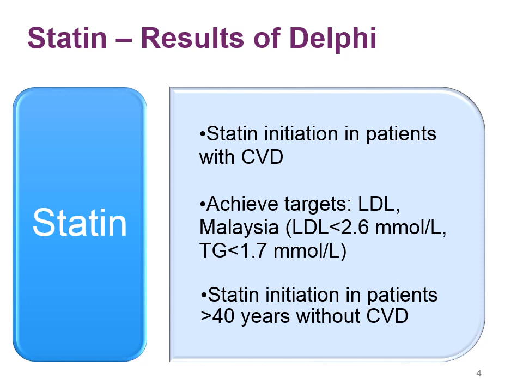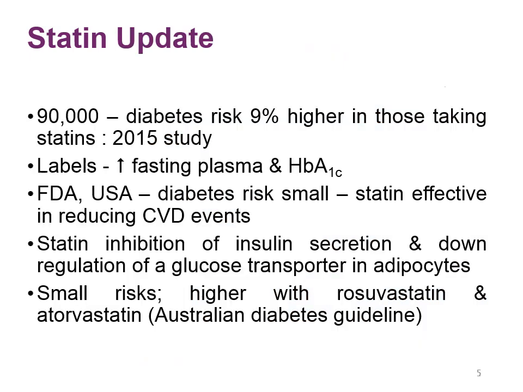So these are the results of Part 1 questionnaire in Phase 1 of my research. These are the order chosen by the majority of participants as it should appear in the handout. So for statin, the results of the Delphi showed that statin initiation in patients with cardiovascular disease should be the top priority, followed by achieving targets for LDL as well as triglyceride, and lastly, statin initiation in patients more than 40 years without any cardiovascular disease.